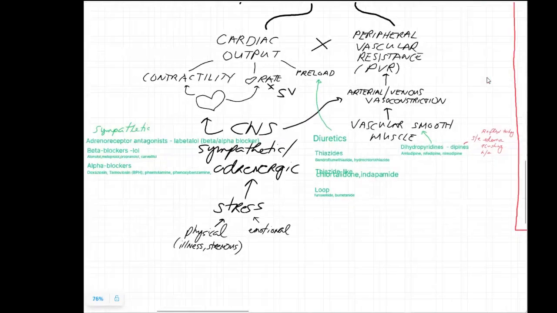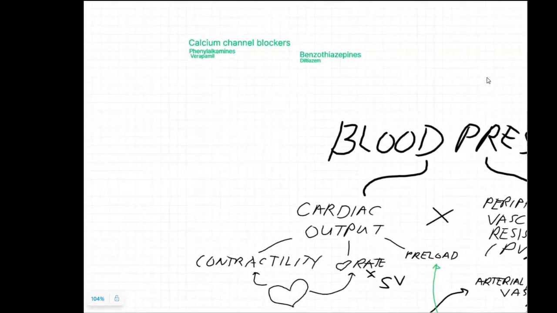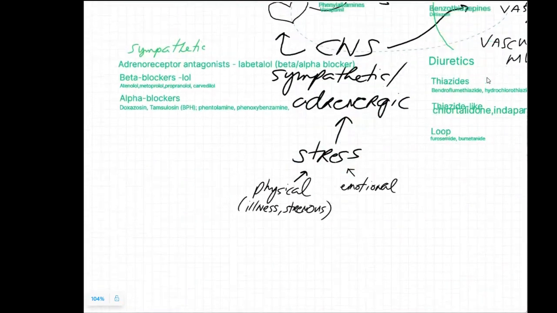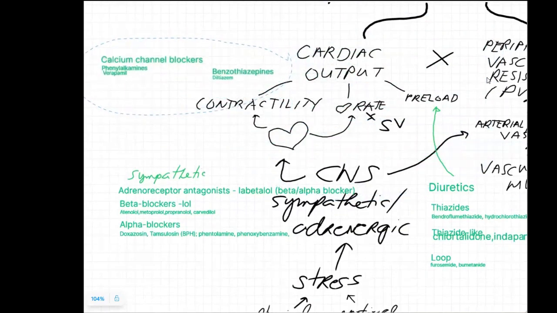The other CCBs, so these two we will place by the heart because of their effect in the heart. There we go. So they decrease the oxygen demand. So they actually decrease contractility of the heart. And so therefore decreasing oxygen demand. Okay.